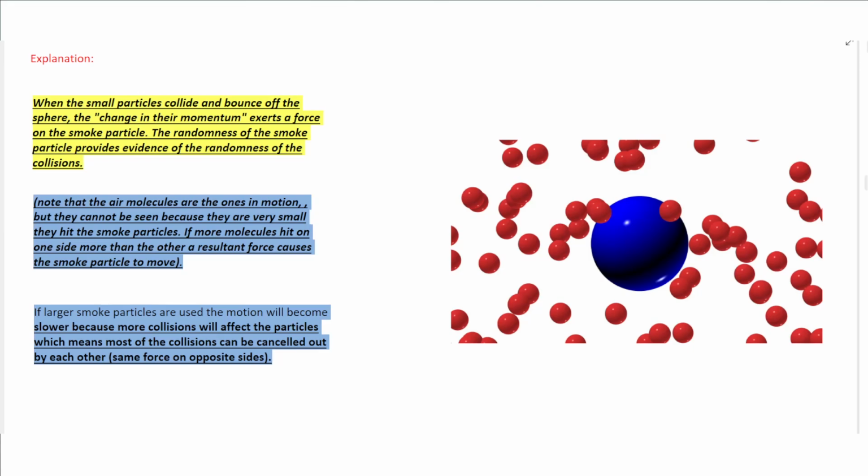If you increase the temperature of the gas or the liquid, the motion becomes faster and more random because the molecules gain kinetic energy. If you increase the size of the smoke or dust particle, the random motion becomes slower, but not because the mass increases. It is because the collisions will be on a larger area and will cancel each other. More collisions will cancel each other.